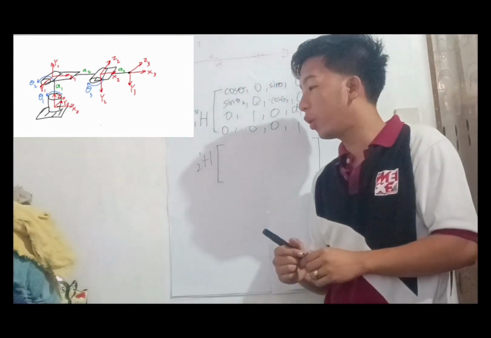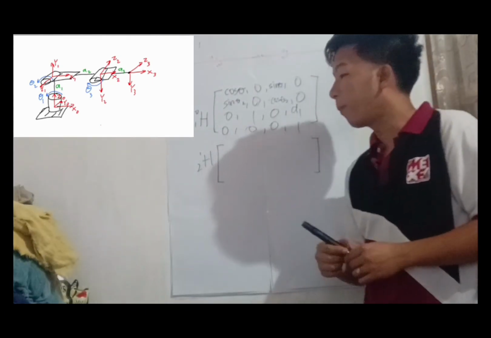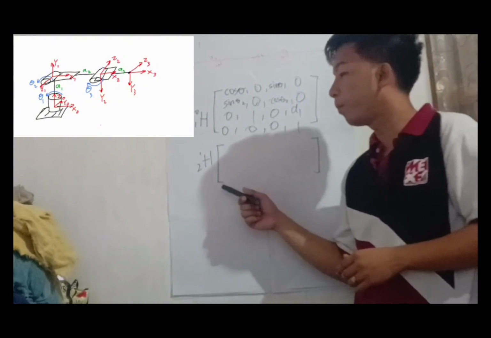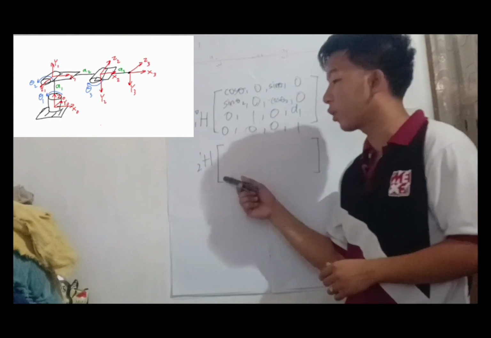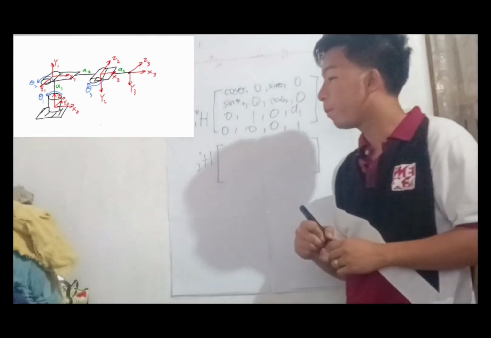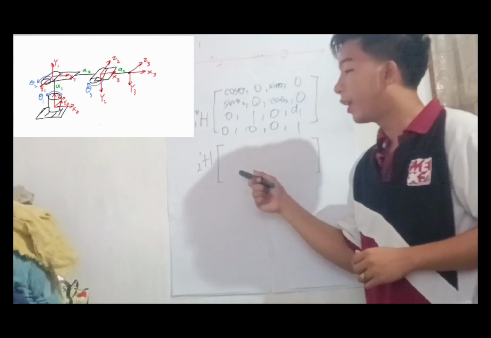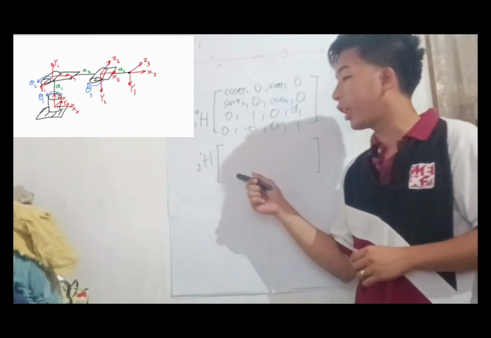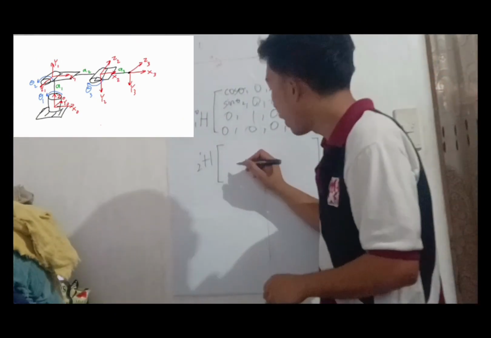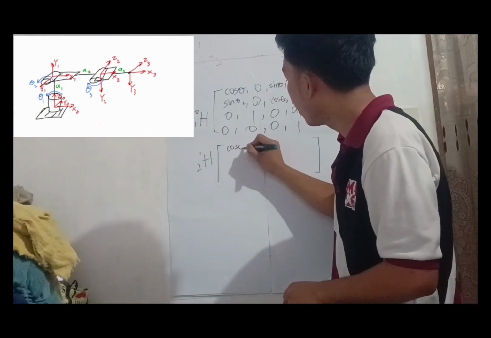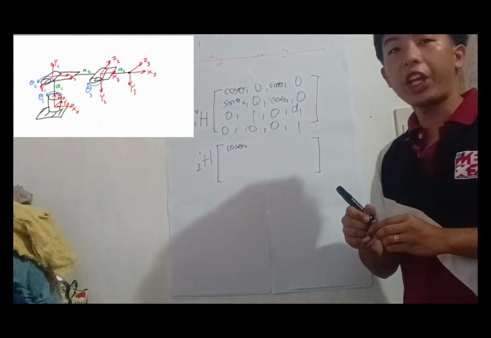So, transformation from frame 1 to frame 2 based on the DH parameter, theta 2 is equal to 0 plus theta 2. So, cosine theta represents the cosine of the second joint angle. So, this is the cosine theta 2, to represent the second angle.